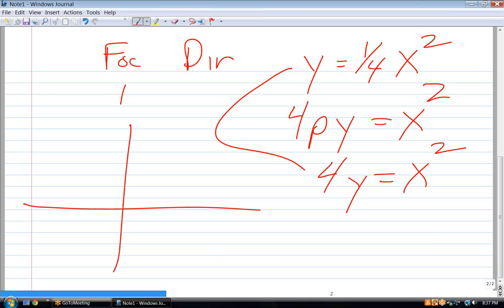Vertex is at the center. It opens up. It's flatter than normal. The focus is right there at 0, 1. Where's the directrix? And what's the equation of the directrix? Y equals -1. Good.